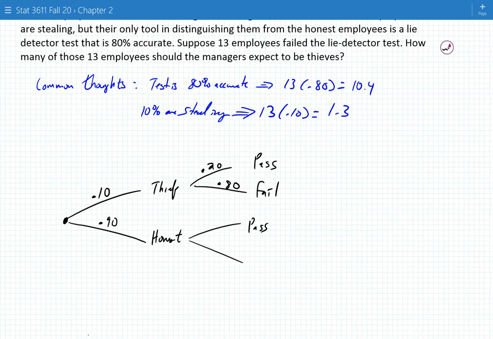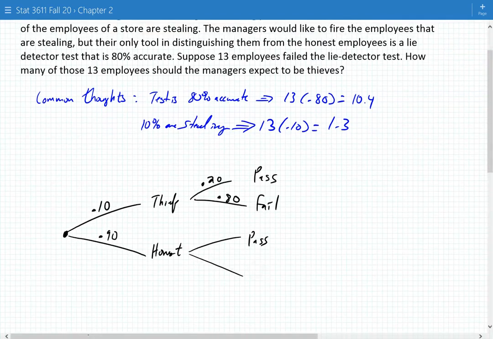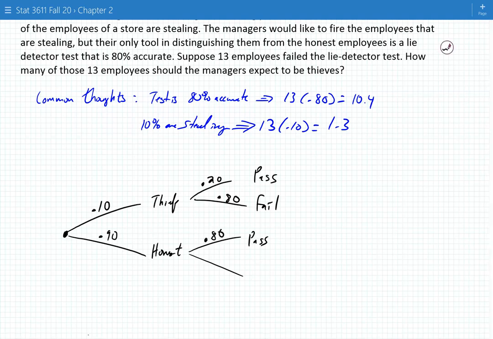Now for honest employees, think about what it means to pass the lie detector test as an honest employee. Most of them are honest, and they're telling the truth. 80% of them will pass. If you are an honest employee and you are saying I did not do it, 20% of the time it will not be correct and you will be failing.